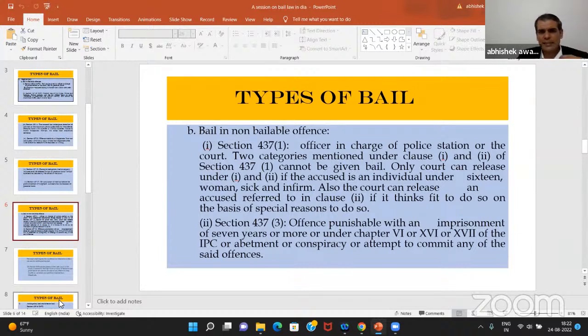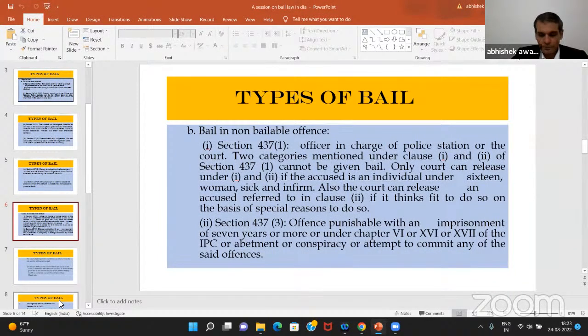So what 437 says is, the officer in charge of the police station, any person who has been accused or suspected of committing a non-bailable offense is arrested by the officer in charge of the police station or is brought before the court. In that case, he may be granted bail. But there are two clauses which I have mentioned here, clause 1 and 2, in which the officer in charge of the police station cannot grant the bail. Only the court can grant. What are those?